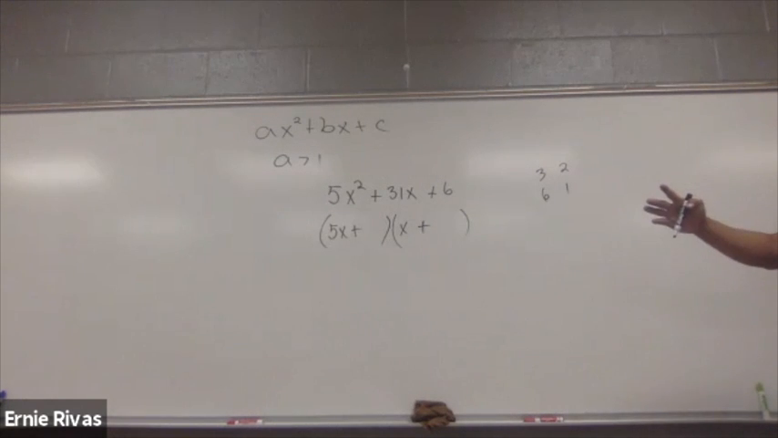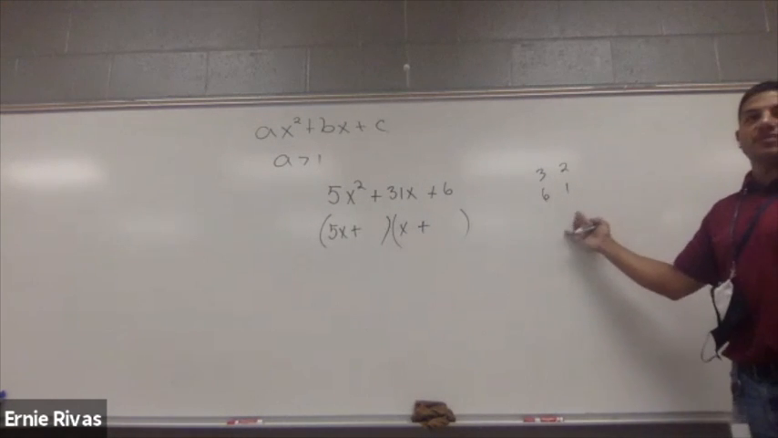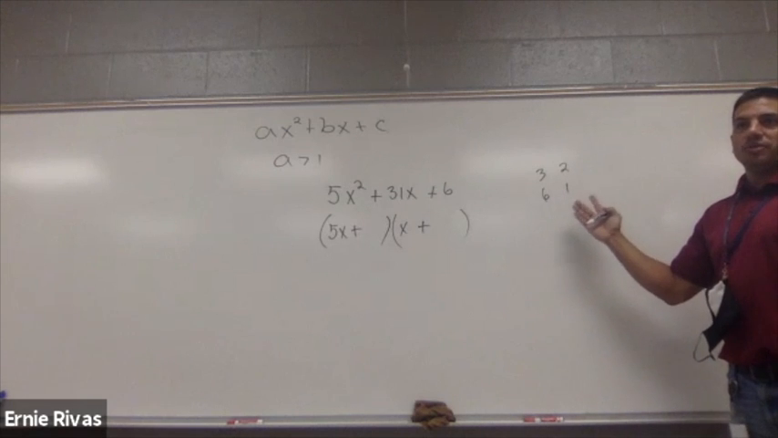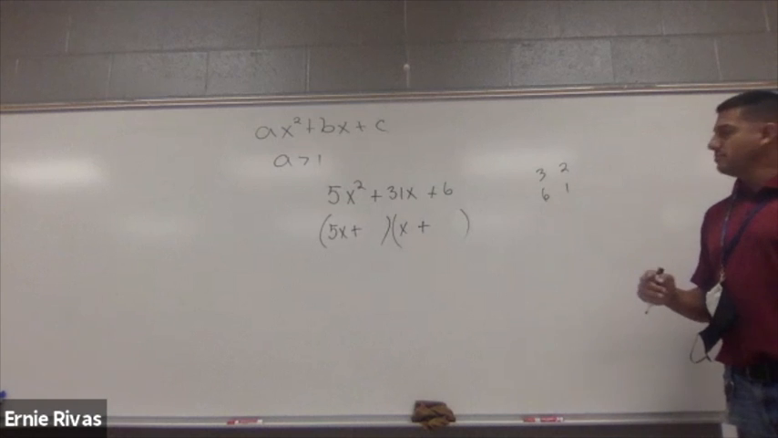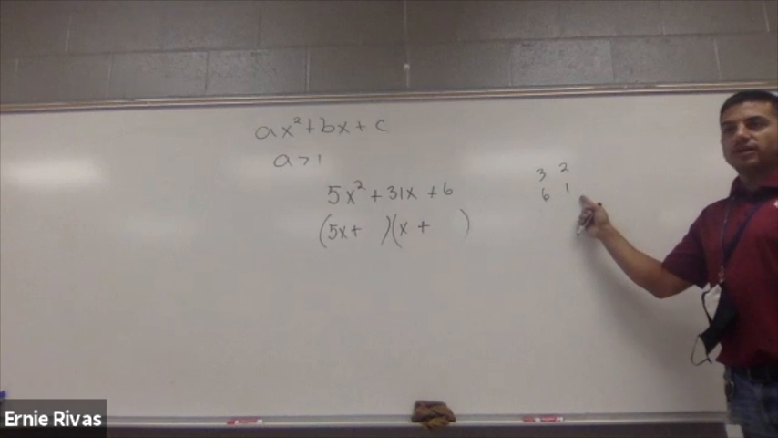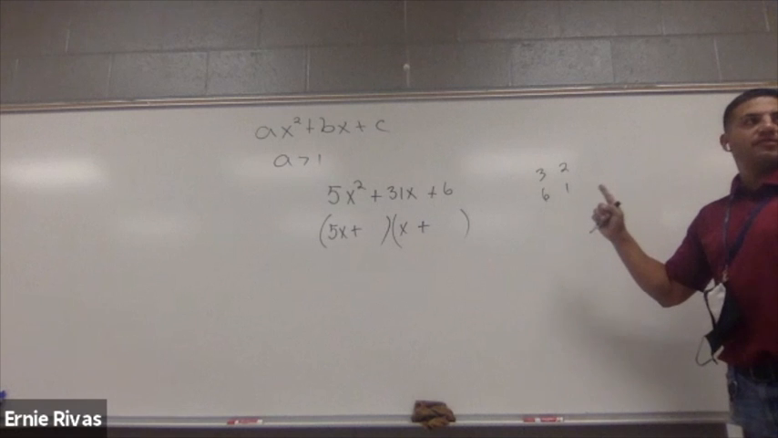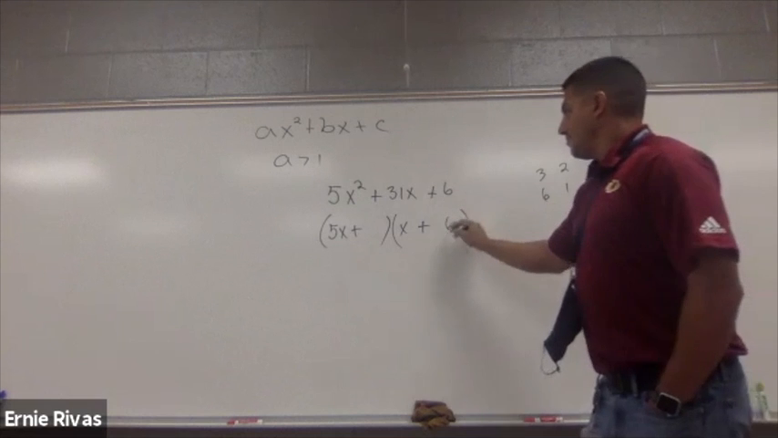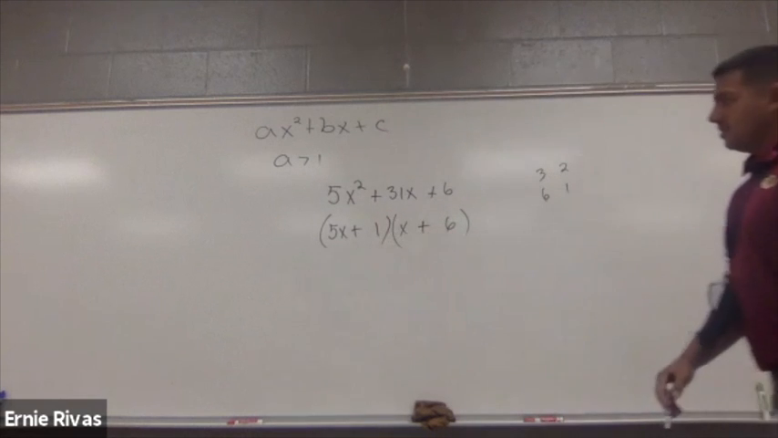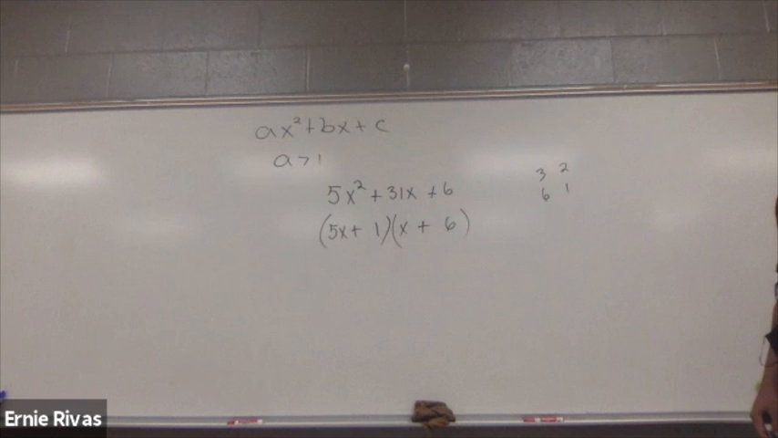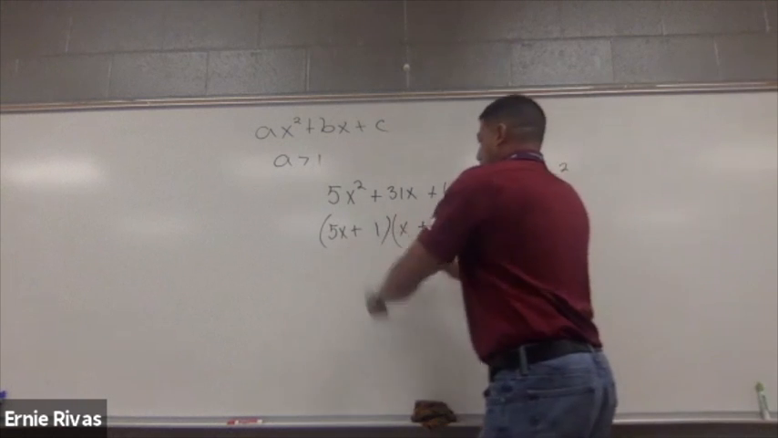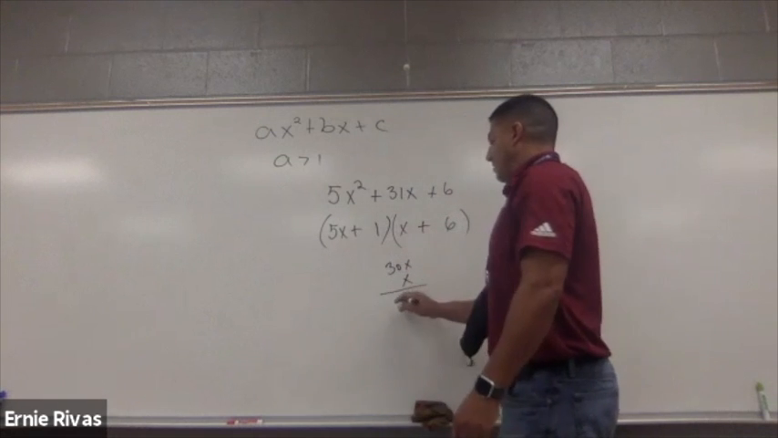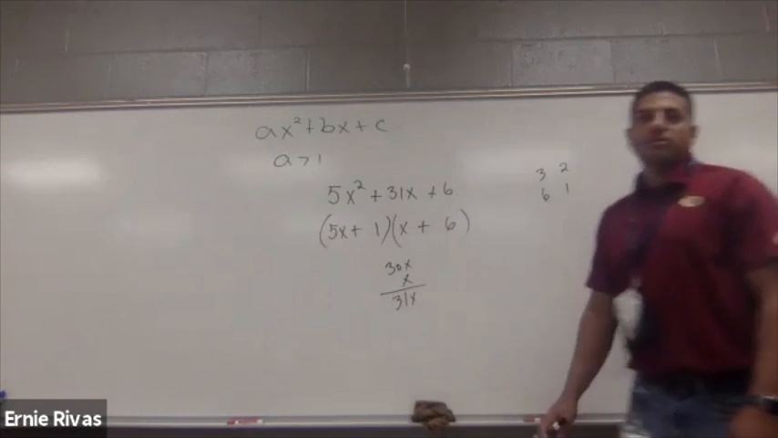So think about that 5, right? We're going to multiply one of these numbers times 5 and the other one times 1. Which combination can we multiply one by 5 and the other one by 1 and get 31? The 6 and the 1, right? But which one does the 5 have to multiply by? The 6. Everybody see that? Because now we have 30x and then 1x combined give us that 31x that we're looking for.